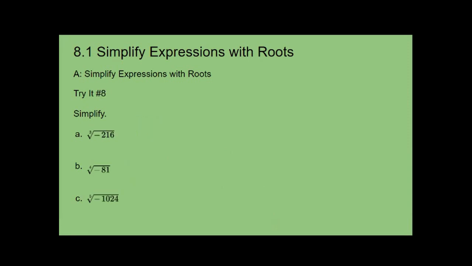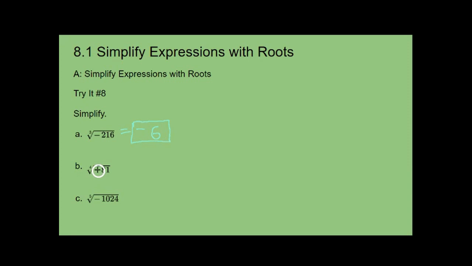And one more try it page for you. Go ahead and pause the video, work through these, and come back. So we have a negative inside the radical, but we have an odd number. That is totally fine. You should have gotten, by referencing your chart, well, this might not have been on your chart. You might have had to do this manually or with your calculator. And we'll talk about how to do these on your calculator later. But you should have gotten negative 6.